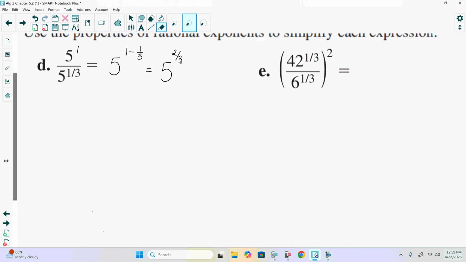And since that exponent's positive, it stays on top. We don't have to move it. If that exponent had been negative, we'd have to move it from the top of the fraction to the bottom and go from there. But it's positive, so it just stays 5 to the 2/3. Questions on this here?